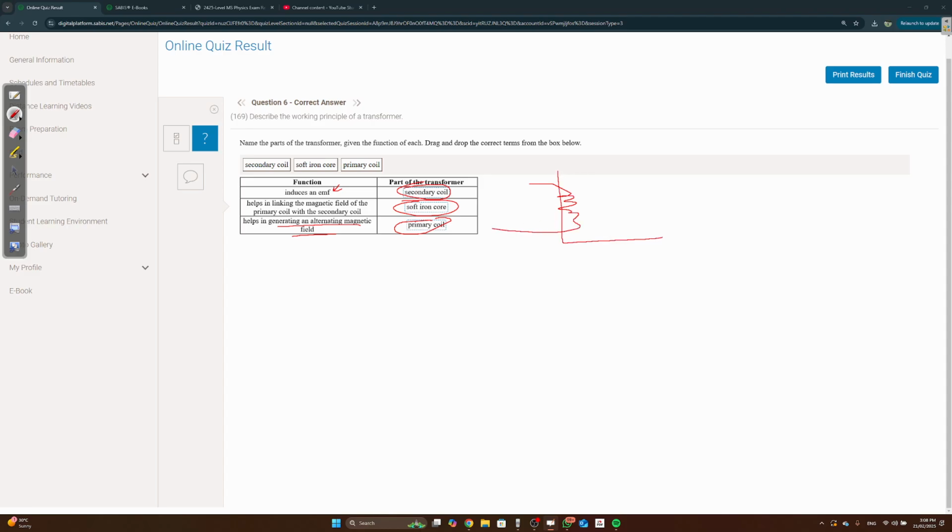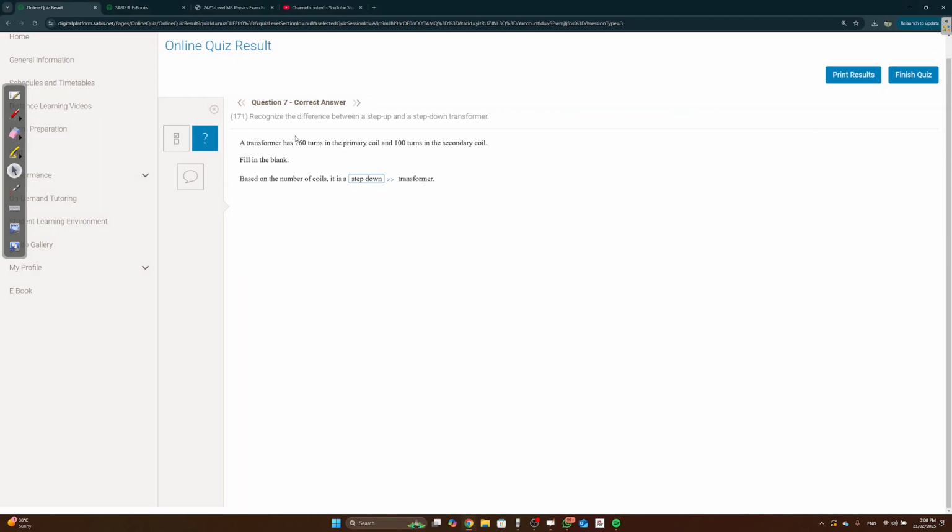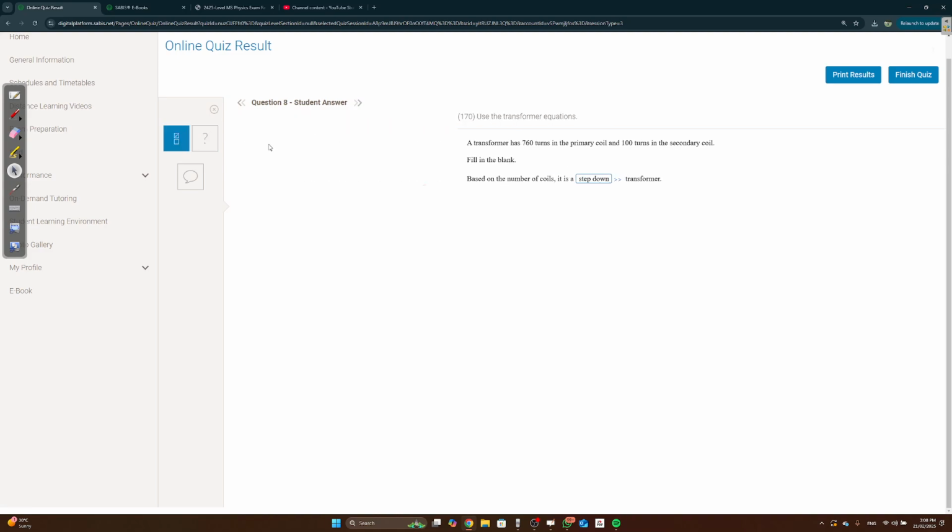You have this over here. Okay, and you have this. Okay, this generates a magnetic field. The core links it here, and the secondary coil gives it off and induces it. Question 7. A transformer has 760 in the primary and 100 in the secondary. So what is this? Obviously, since the secondary NS is less than NP, it's a step-down transformer.